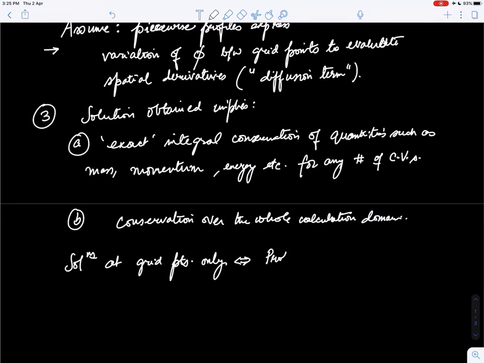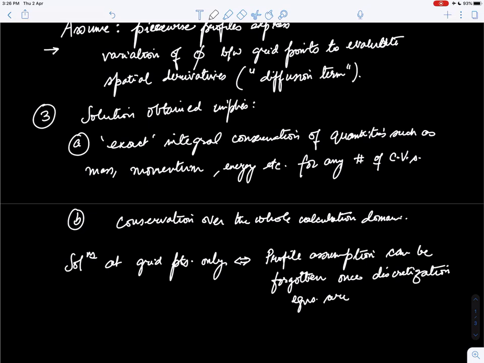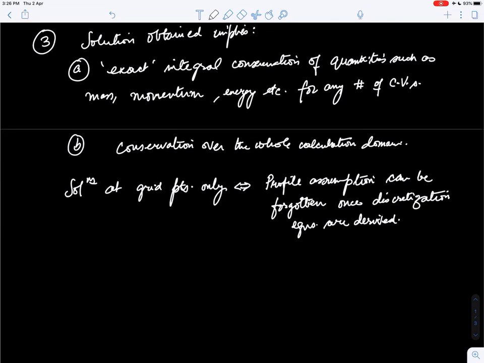So this profile assumption is no longer important, or can be forgotten. That's an easier way of saying it. It can be forgotten once the discretization equations are solved. So we don't need to worry about what we assumed in terms of variation of these properties. These variations can be ignored in the end.